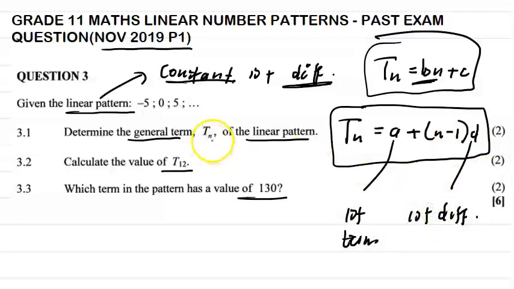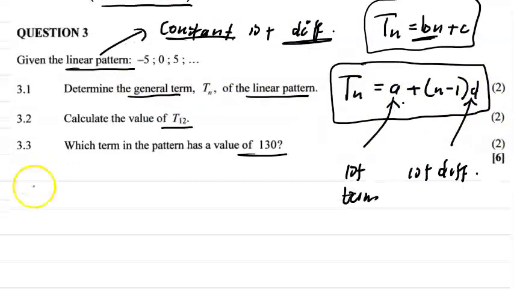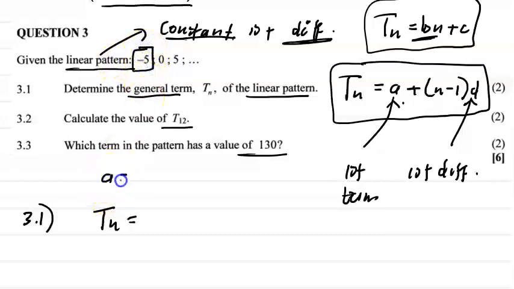Okay, so let's go ahead and find the general term of this linear pattern, and we're going to use this particular formula here, which is A plus n minus 1 times D. So let's write down 3.1. So once again, Tn equals, now our first term is going to be this, which is negative 5. So A is equal to minus 5.